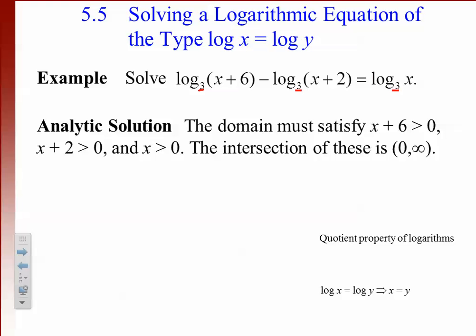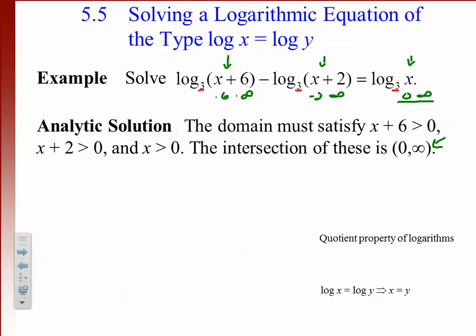Okay, so the analytic solution here says look at the domain of these things. These all have to be positive. This would be from -6 to infinity, this would be from -2 to infinity, and this would be 0 to infinity. The most restrictive one is this one. So that's why they said the intersection of these is this.